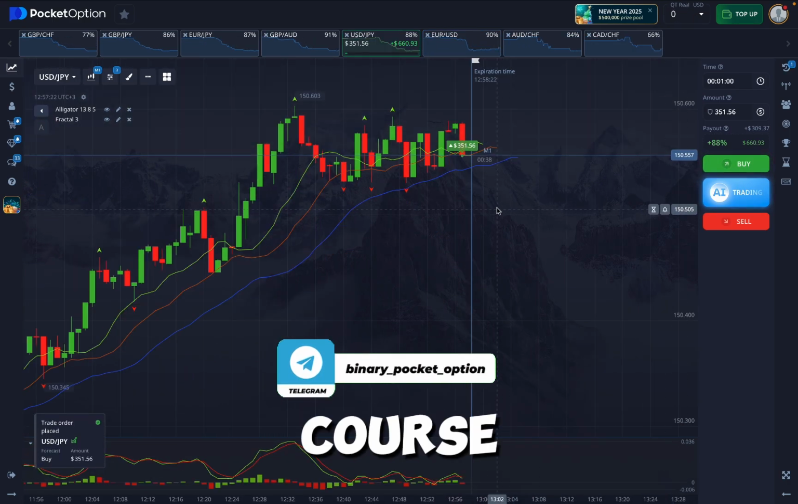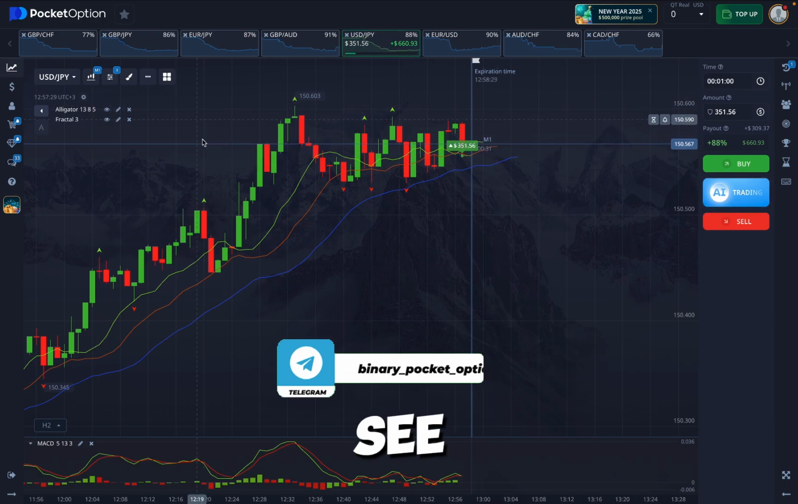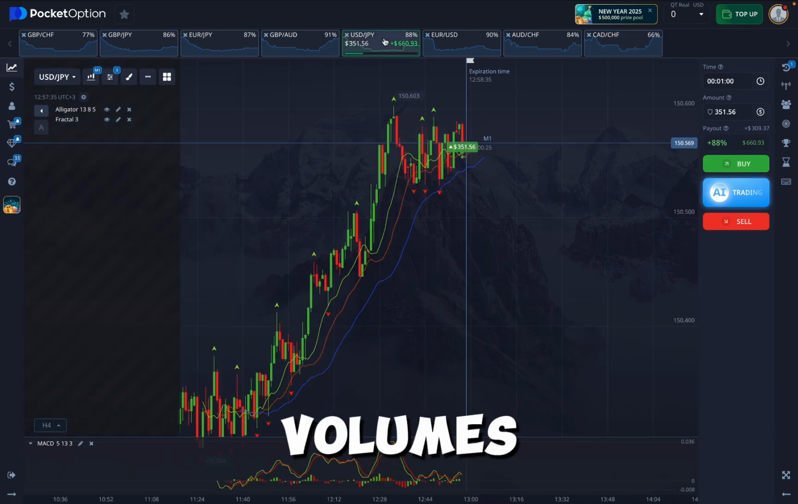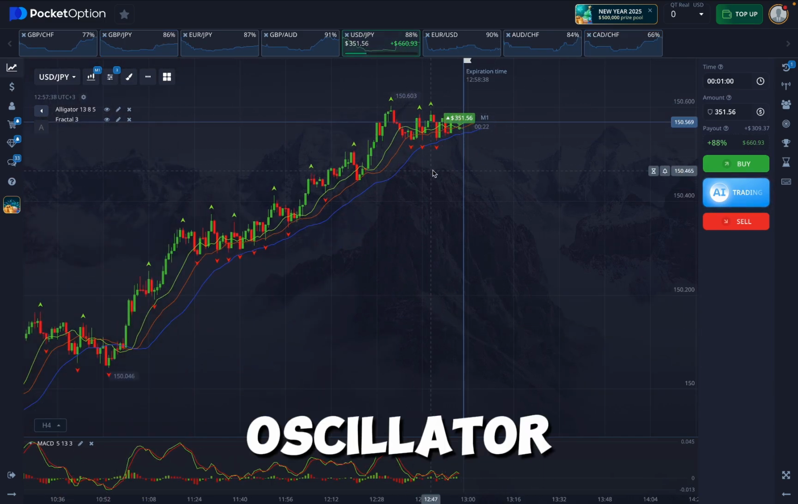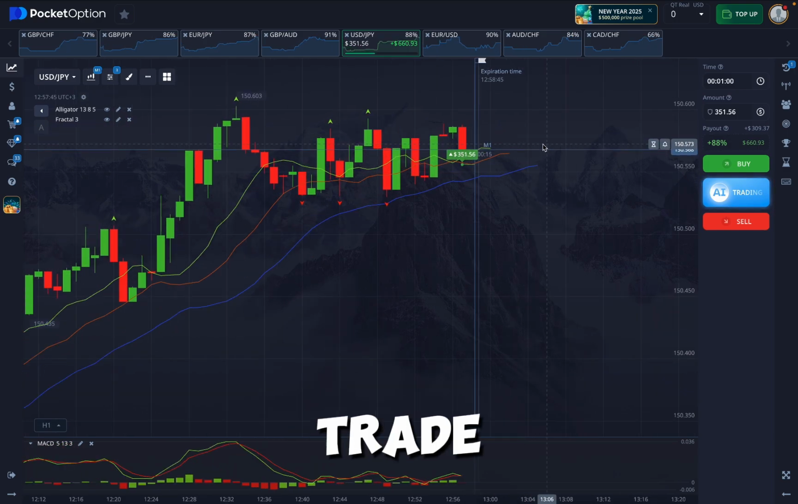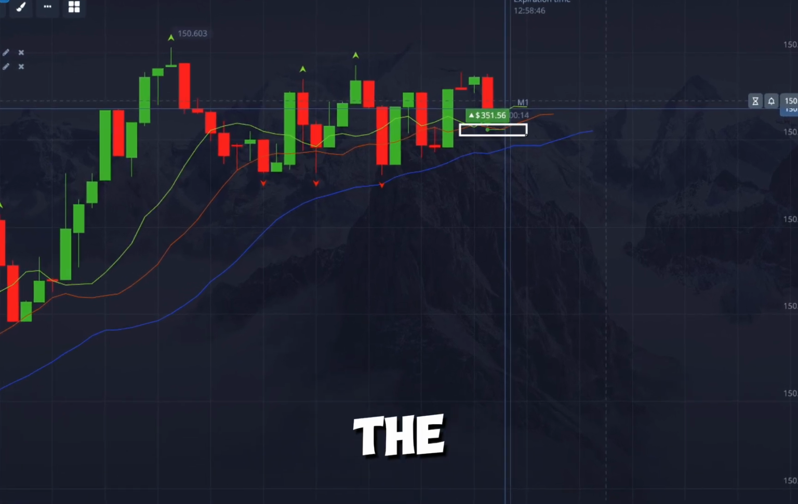In these trades, of course, there was a touch of the lower moving line. Here, as you can see, the volumes have reached the average. Volumes are right now at this level, and the oscillator moving lines are pointing up. They're above the average, and that's a trend trade. We have an uptrend. Let's see the result.